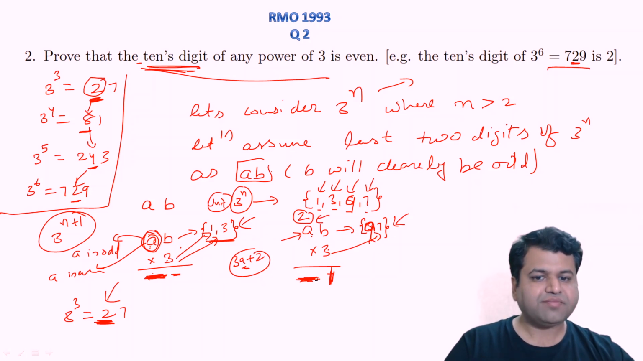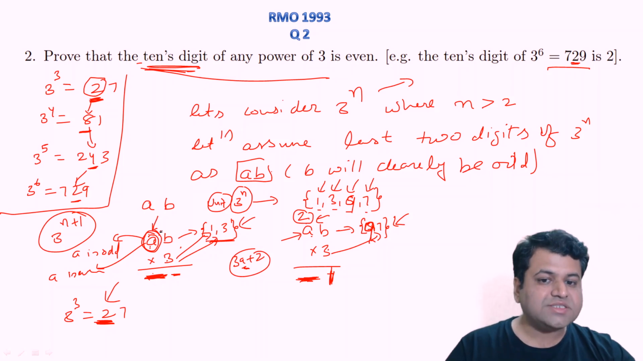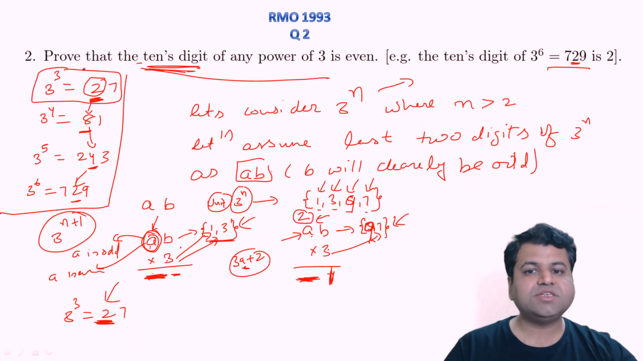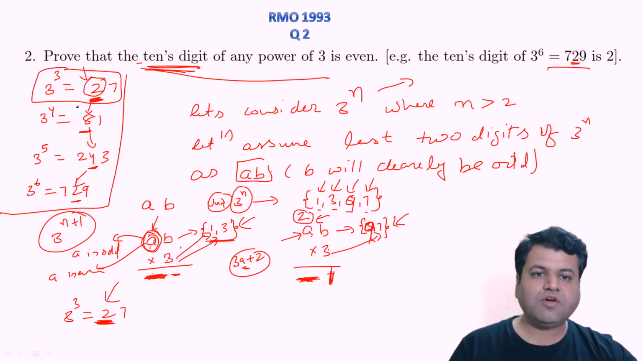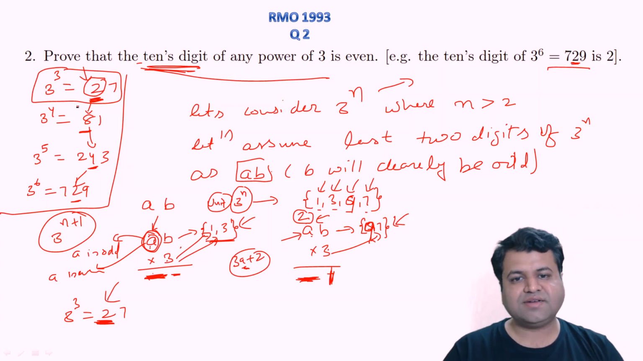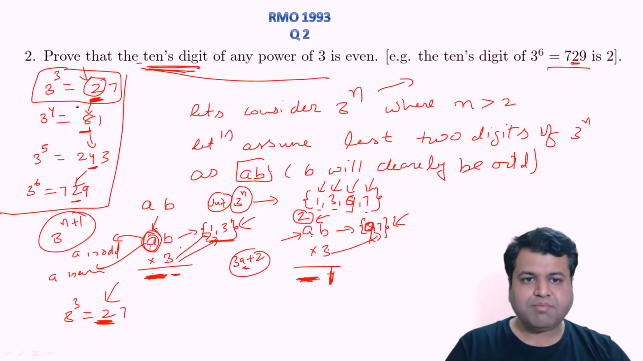As we have seen, in both the cases the subsequent tens digit entirely depends on whatever the tens digit was in the first place. If it is even, then it continues to be even. If it is odd, then it continues to be odd, right? So we have found the tens digit of 3 cube. This is even. Then the subsequent powers of 3 will also have an even tens digit, right? So that's how we have proved this part.